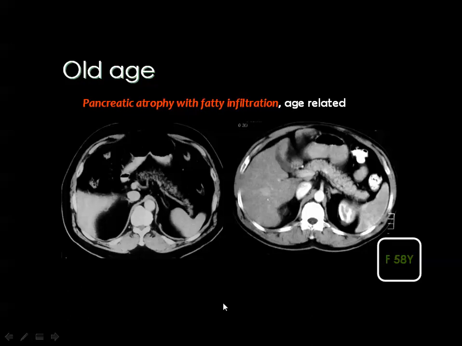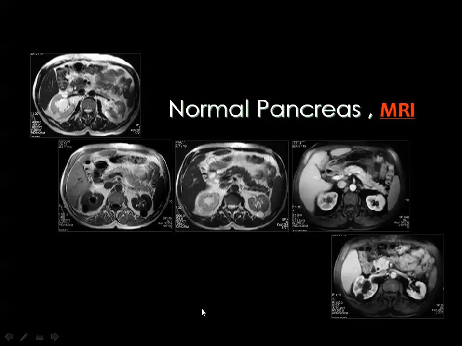In old age, the pancreas usually shows some atrophic changes, and you can compare this to the normal appearance of the pancreas in young age, and this is the normal appearance of the pancreas in old age. The pancreas is relatively smaller in size and is also infiltrated by fat, and this will not affect the pancreatic function in most of the cases.